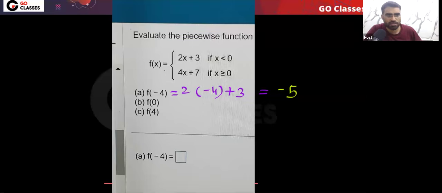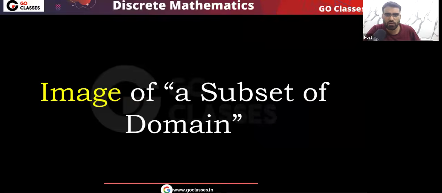Okay. What is the next one? What will be f of 0? You can notice when input is greater than or equal to 0, then the output will be 4x plus 7. That is 4 times 0 plus 7. That will be 7. Okay. And what about the last one? For f of 4, you can see this input is greater than or equal to 0. So the output will be 4 multiplied by 4 plus 7. So you can see that is 23. Yes or no? So very simple. So f of minus 4, that is minus 5. So this is the idea of a piecewise function.